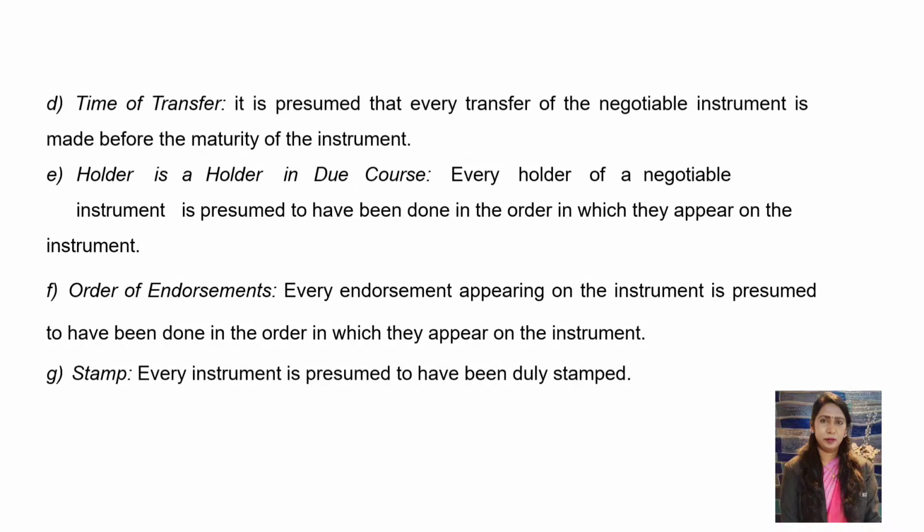Holder in due course: every holder of a negotiable instrument is presumed to be a holder in due course. Order of endorsement: endorsements are presumed to have been made in the order in which they appear on the instrument. What do you mean by endorsement? It is when you are transferring your negotiable instrument to another person. As we have already discussed, it should be clearly mentioned by the account holder. So in the upcoming class, we'll be discussing types of crossing. In that, we'll be discussing not negotiable.